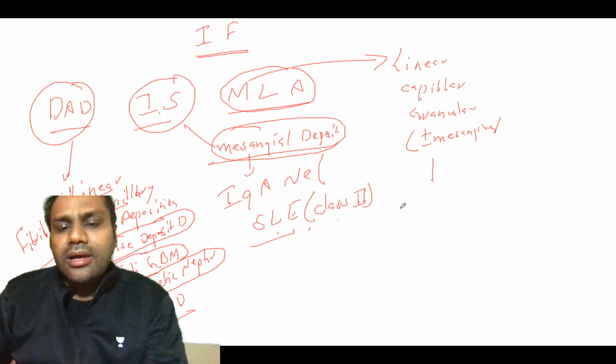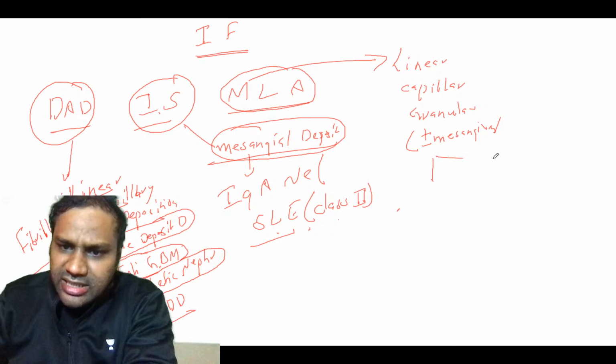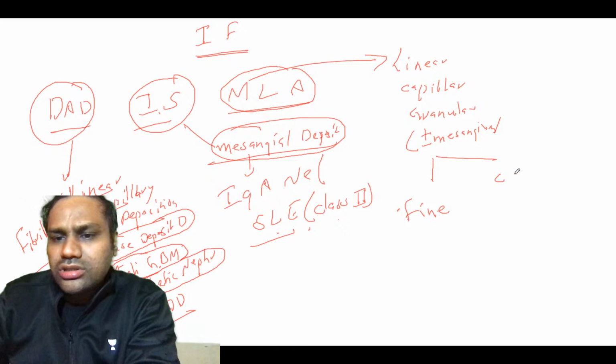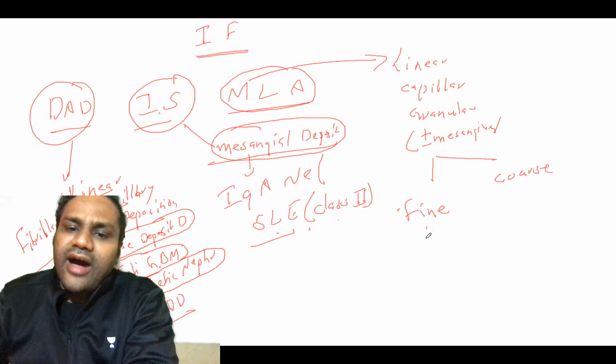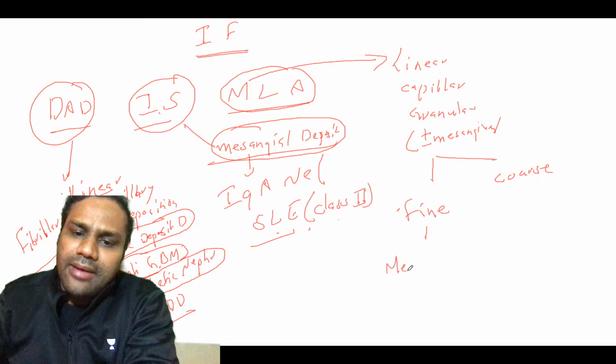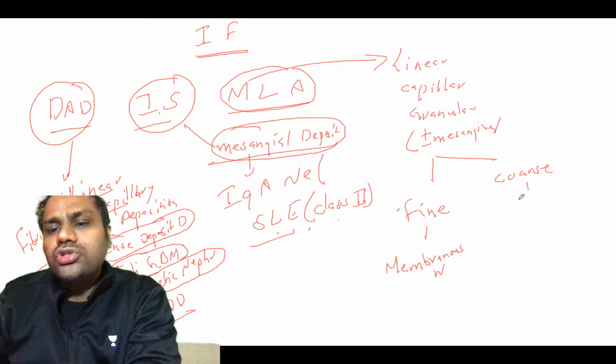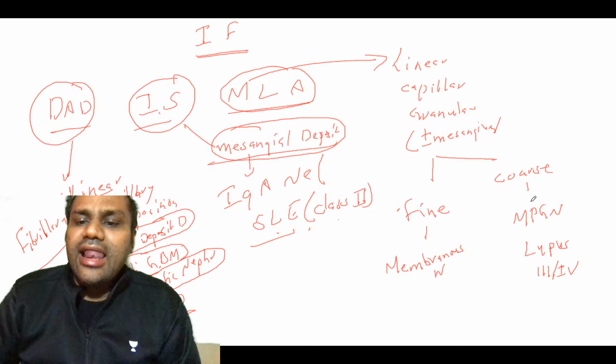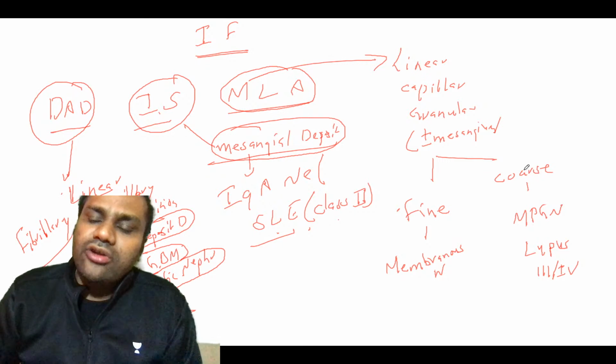So M is for membranous glomerulopathy. This can be basically of two types: one is fine and another is coarse. In fine you have M for membranous nephropathy. And in coarse you have M for MPGN and L for lupus. Here lupus is class 3 and 4. Class 3 and 4 lupus is the L in coarse granular glomerulonephritis.